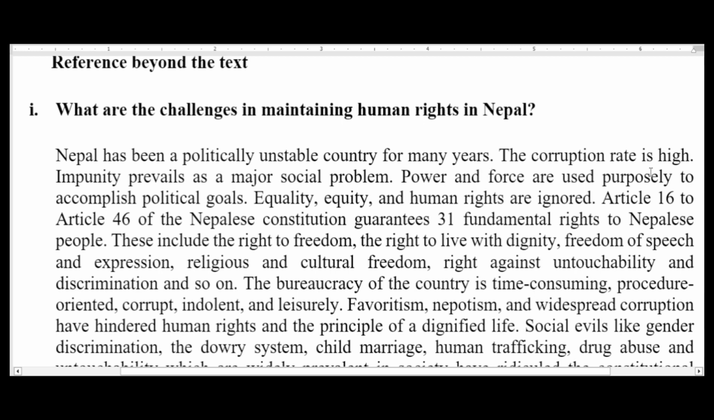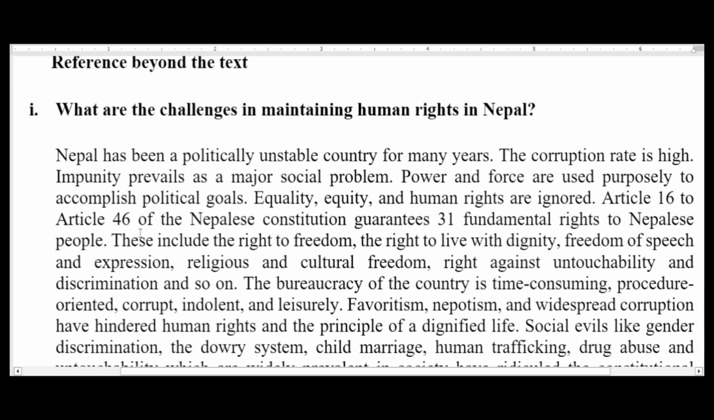The corruption rate is high. Impunity prevails as a major social problem. Power and force are used purposely to accomplish political goals. Equity, equality, and human rights are ignored.